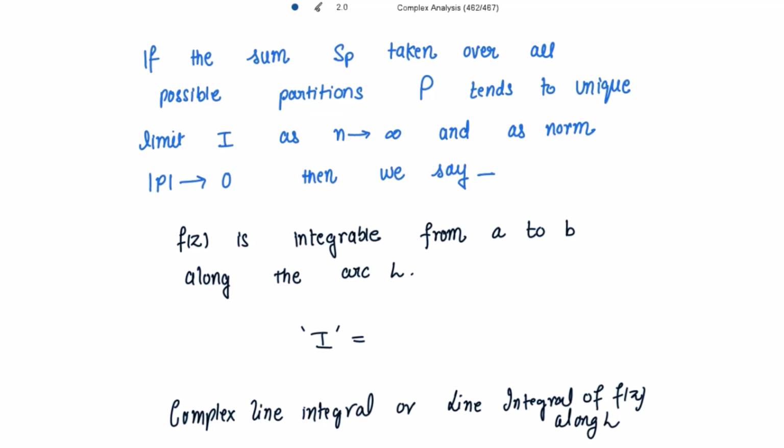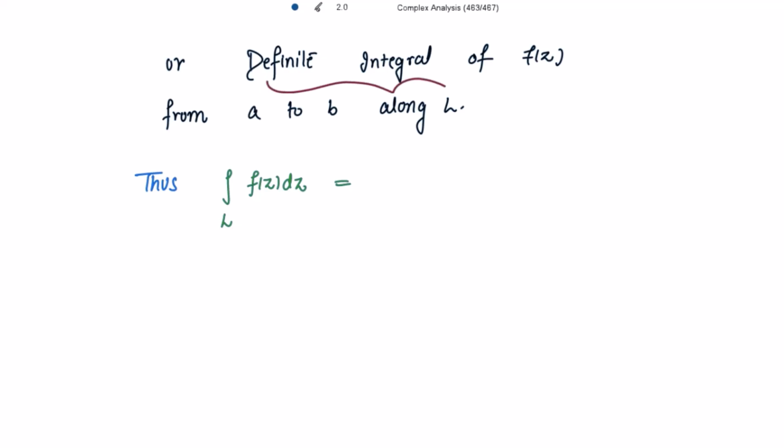So if the sum Sp taken over all possible partitions P tends to a unique limit I as n tends to infinity and as norm P tends to 0, then we say that f(z) is integrable from the point A to B along the arc L, and that limit I is equal to the integration of f of z dz along the arc L. This integral can also be termed the complex line integral, or the line integral of f(z) along L, or the definite integral of f(z) from A to B along L.